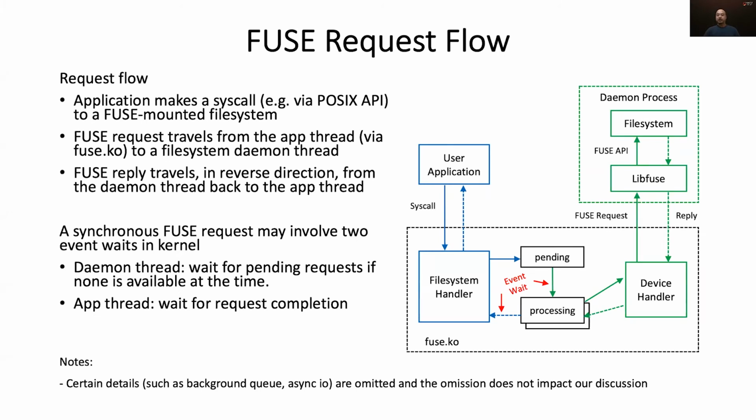When an application makes a syscall to a XFUSE-mounted file system, a XFUSE request travels from the application thread to a file system daemon thread via the XFUSE kernel module. After the daemon processes the request, a XFUSE reply travels in reverse direction back to the application thread. Overall, for a synchronous XFUSE request, its completion may involve 2 event waits in kernel. One is for the daemon thread to wait for pending requests if none is available at the time. The other is for the application thread to wait for the request completion.